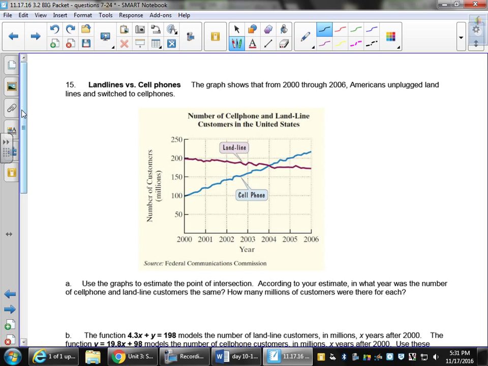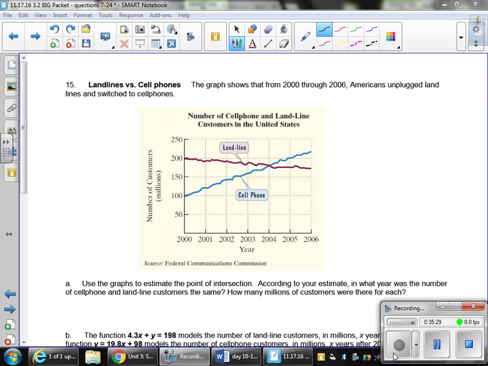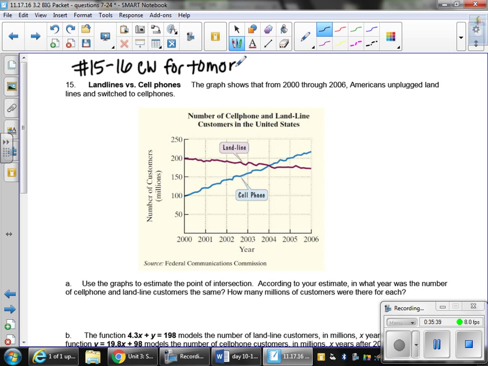Number 15 and 16 are the next set of classwork examples, I believe. Let me pause here and check. Yes, I just checked and I'm right. So numbers 15 and 16 will be the classwork for tomorrow. Give those a try and we'll talk about them in class.